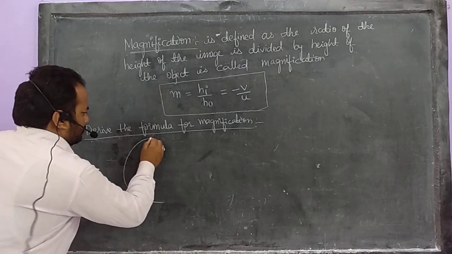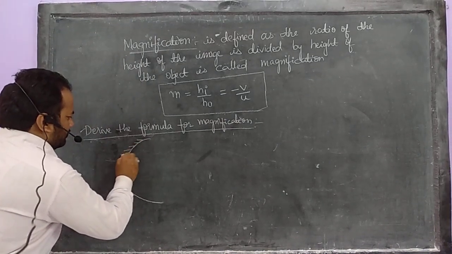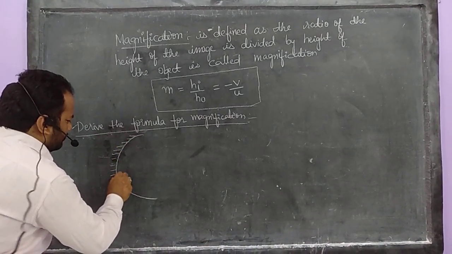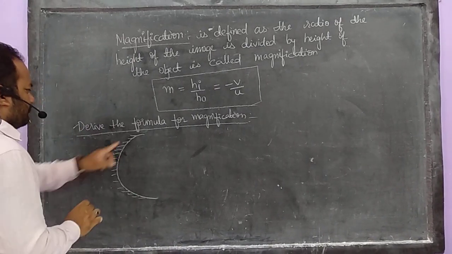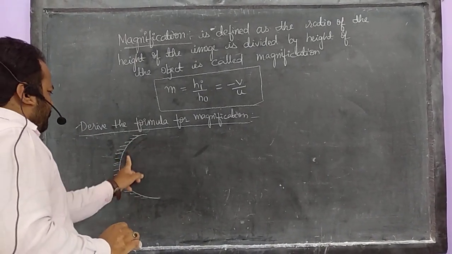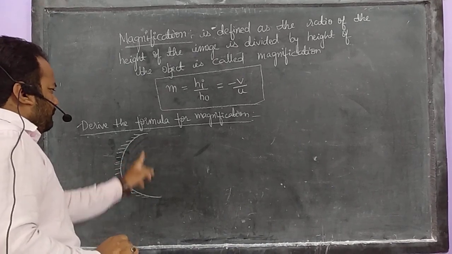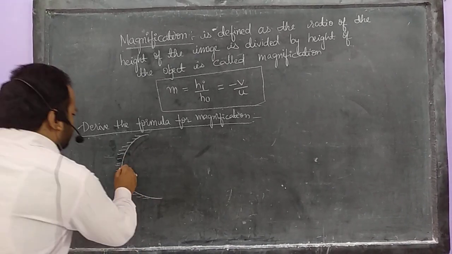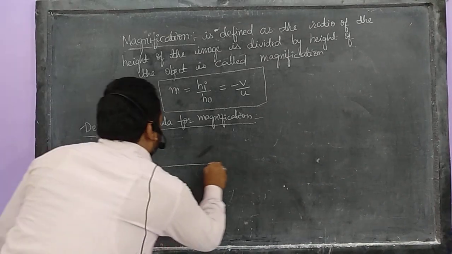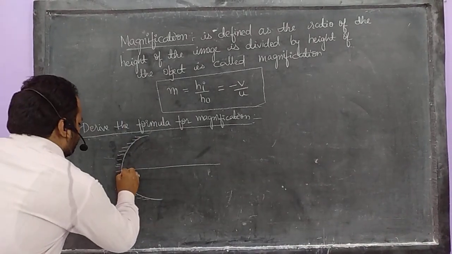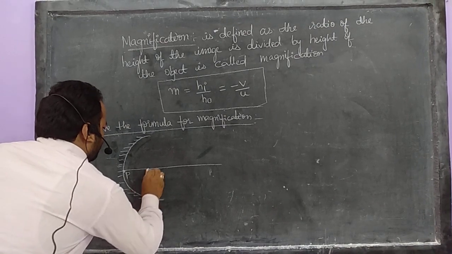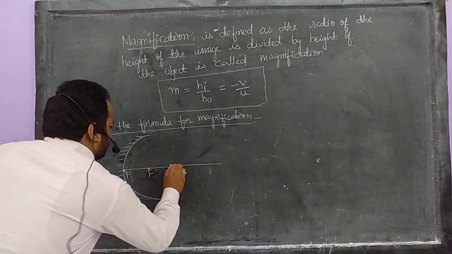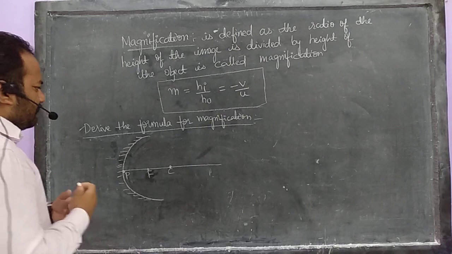First of all, you have to draw the concave mirror. This is the outside part, a hard surface. Inside is the reflecting surface, the polished surface. Now you should draw the principal axis. Mention the pole, focus, and center of curvature. You are getting the point?